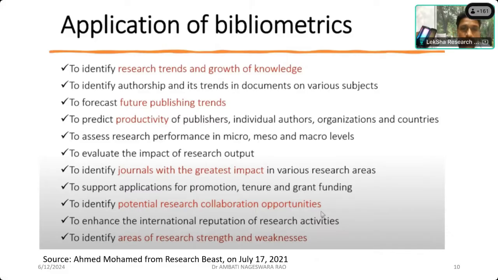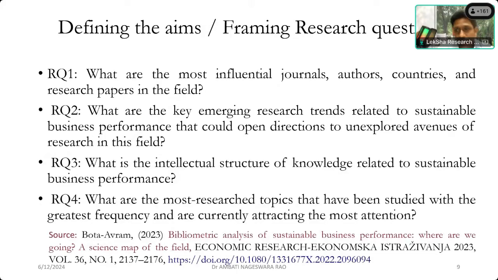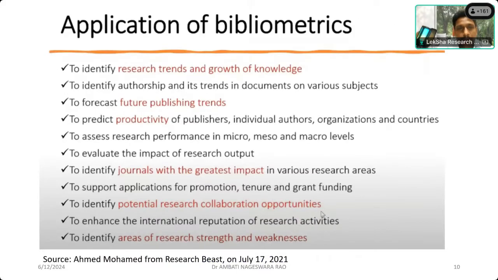To identify areas of research strength and weakness: looking at impact factors and citation factors, one can identify the strengths and weaknesses of research papers. So these are some of the applications one can consider as part of writing research objectives and research questions in your bibliometric analysis paper.